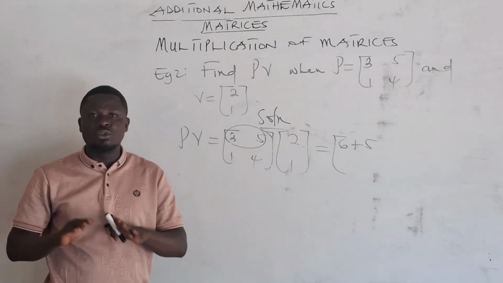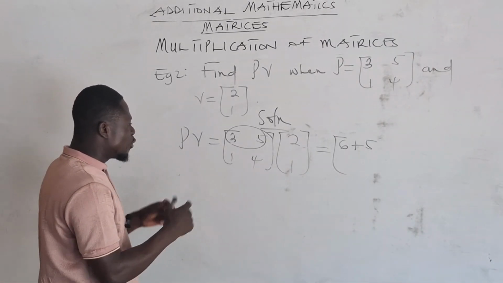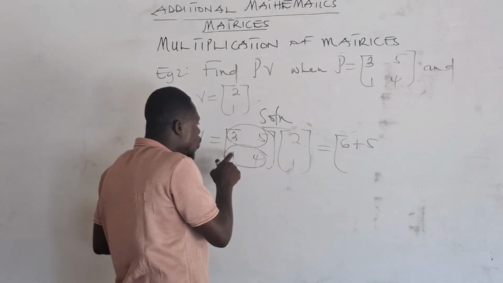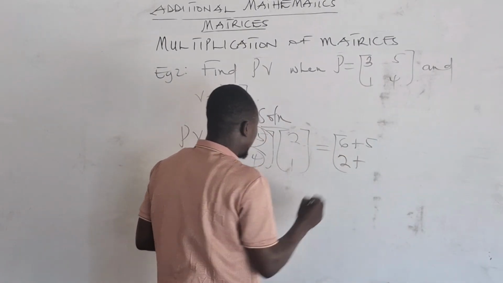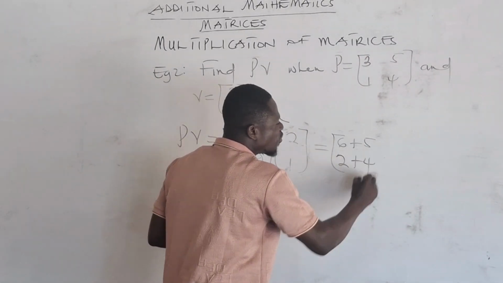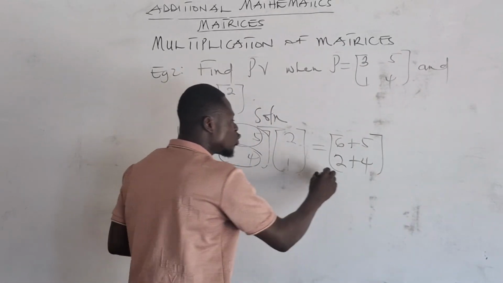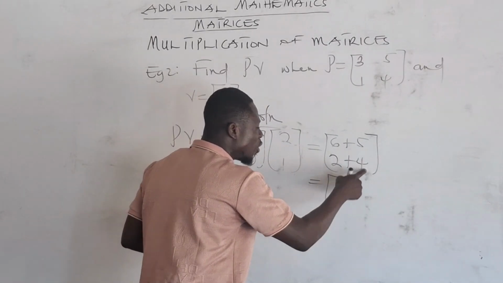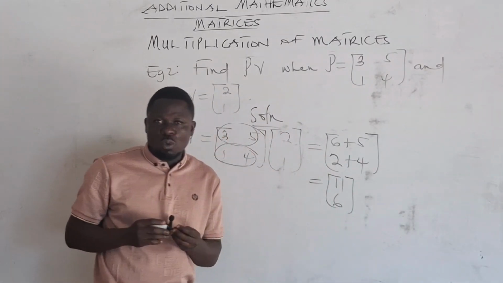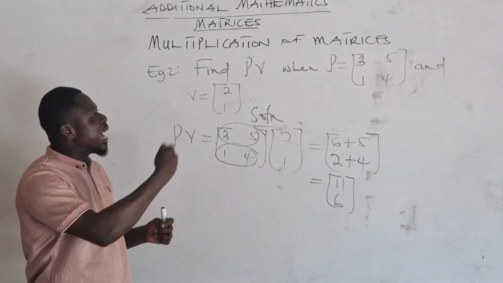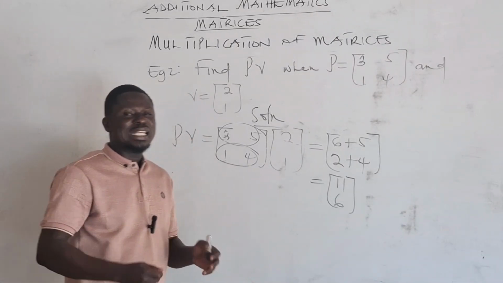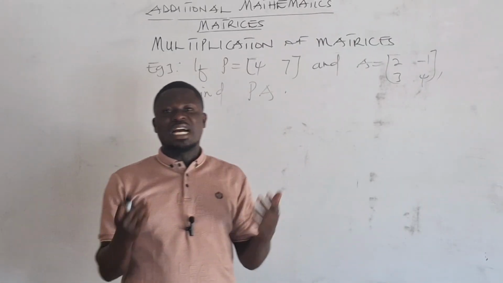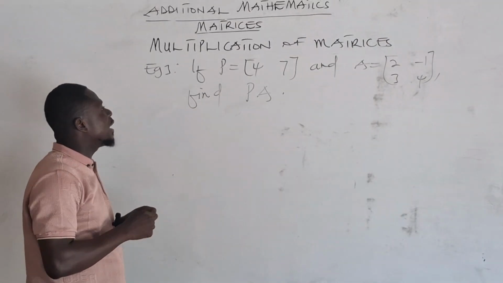So we will come to the down row. That is the second row. In the second row, we have 1, 4. So first, second. So 1 by 2 will be 2, plus 4 by 1 will be 4. So in this case, our result will be 5 plus 6, or 6 plus 5, will be 11. 2 plus 4 will be 6. So you can see what we are obtaining now. Multiplying a 2 by 2 matrix by a 2 by 1 matrix has resulted in a 2 by 1 matrix, 2 rows, 1 column.